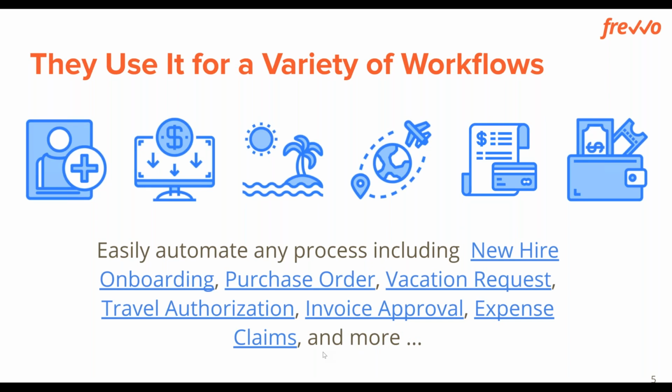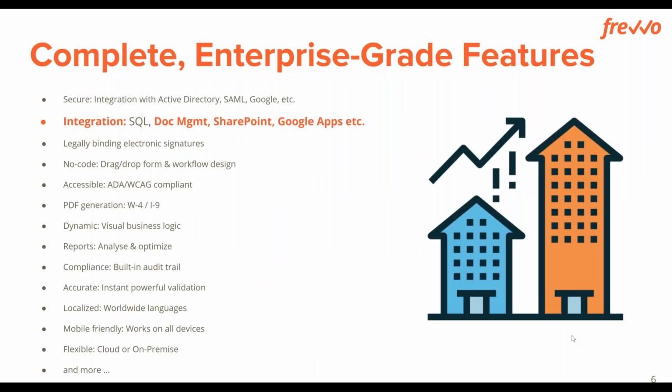Now, our customers use Frevo for all kinds of different business processes. So a really common one is employee onboarding, where you have lots of different forms to fill out. Some of them have to be very specific tax forms and that sort of thing. We also see Frevo used for purchase orders, for HR processes like a vacation request or an expense report, and lots of other things. Just about any process you can imagine, you can do it with Frevo.